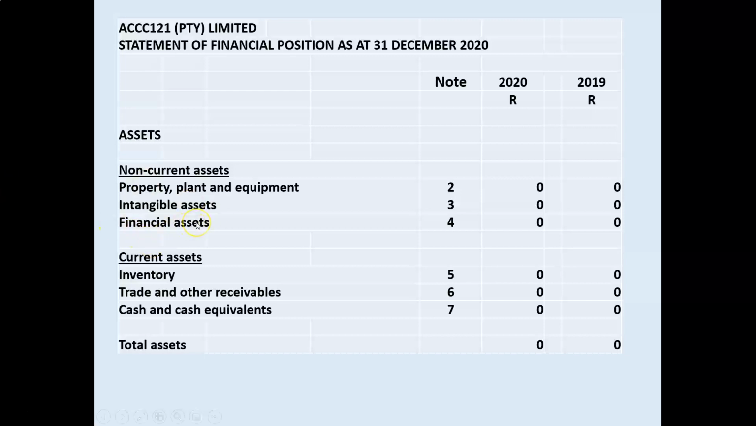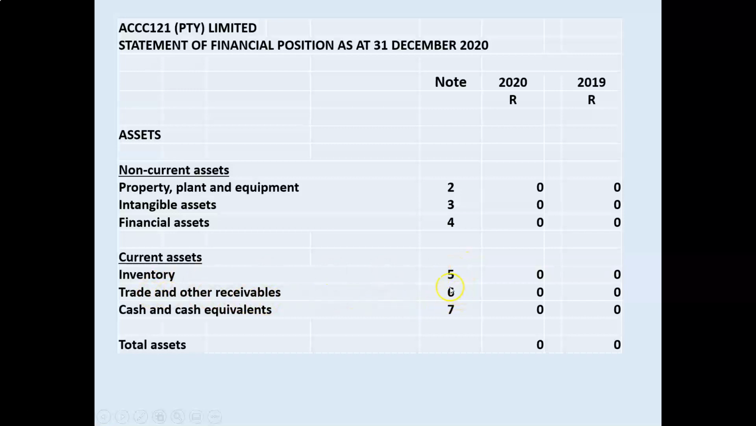If you have a fixed deposit which exceeds more than 12 months, where the expiry date is longer than 12 months after the financial year end, then the particulars of that fixed deposit will also be disclosed in this note number 4. Then current assets, inventory. We've just done IAS 2, which is all about inventory, so you know how to disclose inventory. That is 100% the disclosure requirements.